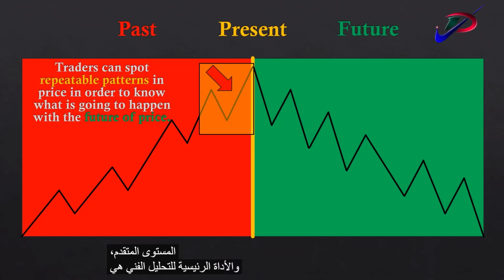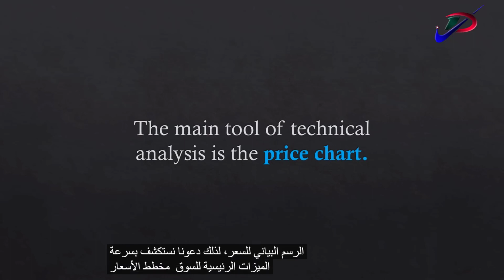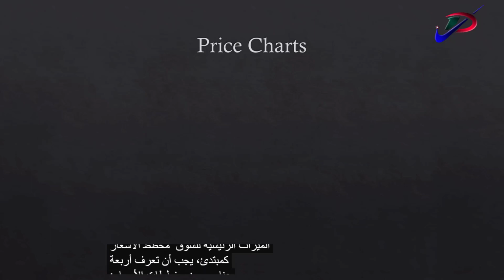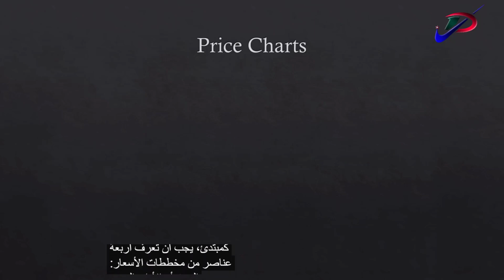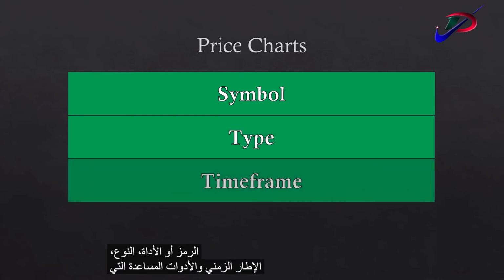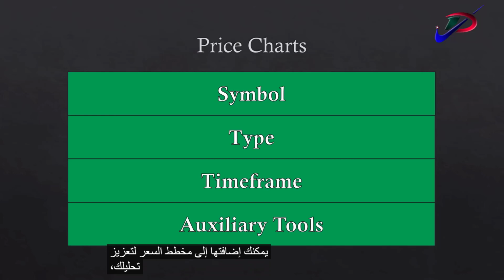The main tool of technical analysis is the price chart, so let's quickly explore the main features of the price chart. As a beginner, you must know 4 elements of price charts: the symbol or instrument, the type, the time frame, and the auxiliary tools you can add to the price chart to enhance your analysis.